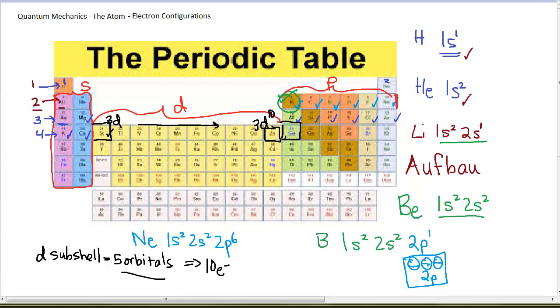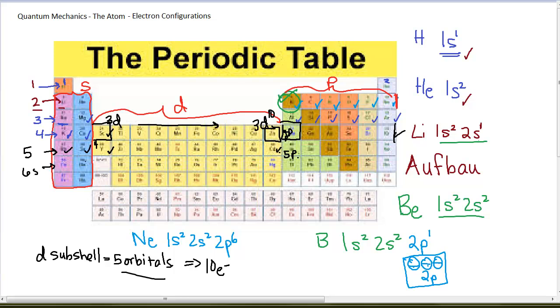Once I finish filling my 3d, then I'm back to my 4p. I finish filling my 4p here at the end of the row with krypton, and then the next thing I fill in is my 5s1, 5s2, and now I'll grab my 4d. Remember that they're 1 behind, the 4d, 1 through 10. After the 4d10, now I'm going to be filling in my 5p's. These were my 4p's, these are my 5p's.